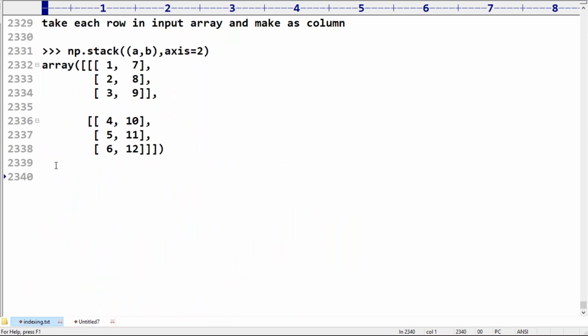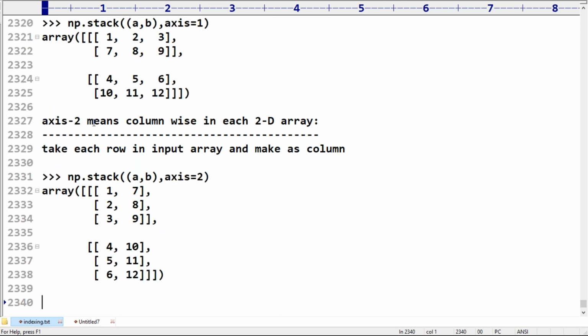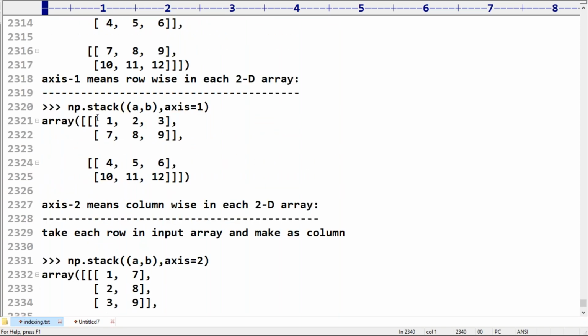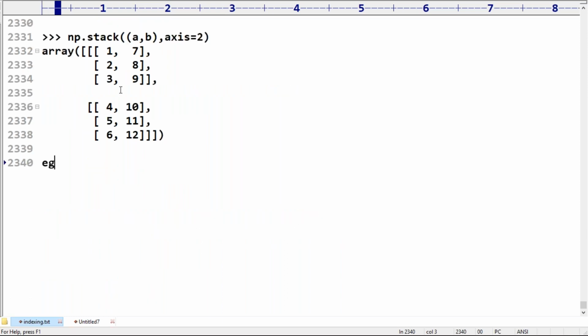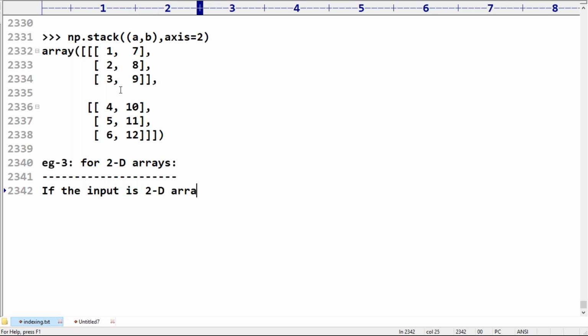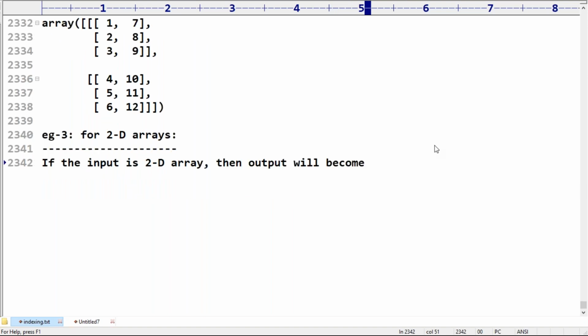Okay, don't worry. Now let me go for one more example so that you get much clarity. Example 3, again for 2D arrays only, don't go for 3D arrays. If the input is a 2D array, then the output will become a 3D array. Correct, right? Please take special care about this one, sir.